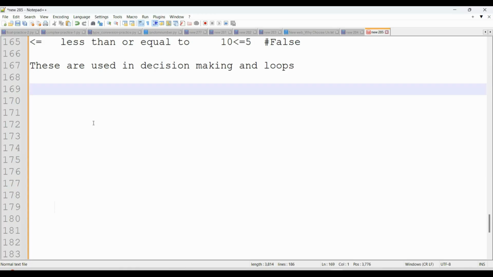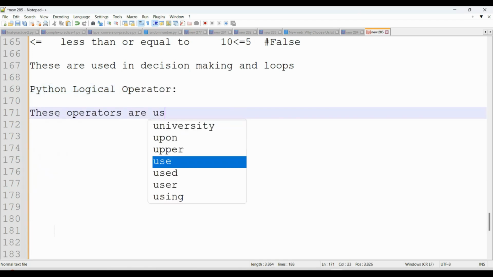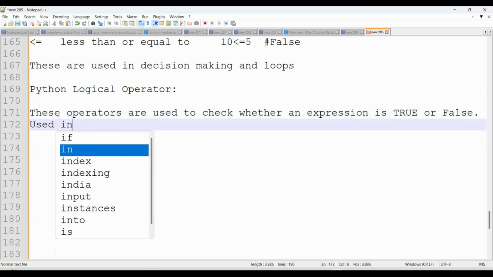In today's session, we'll discuss the remaining operators. So, what are those? Python logical operators. These operators are used to check whether an expression is true or false. Again, these are used in decision making.